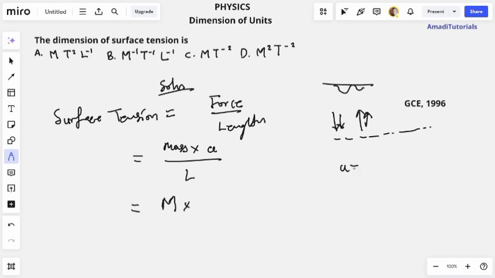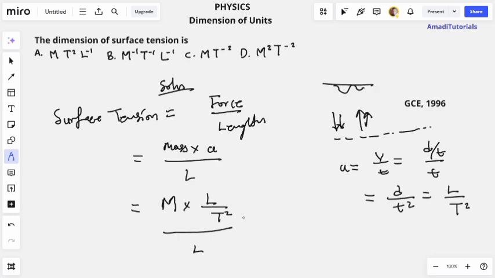Acceleration, the definition of acceleration is change in velocity with respect to time. And the definition of velocity is what? Change in displacement or distance with respect to time. Then over time here, so that you have distance over time squared, and the dimension for distance is L, and dimension for time is capital letter T, so T squared. So here the dimension for acceleration is L over T squared, then divided by this other L here.